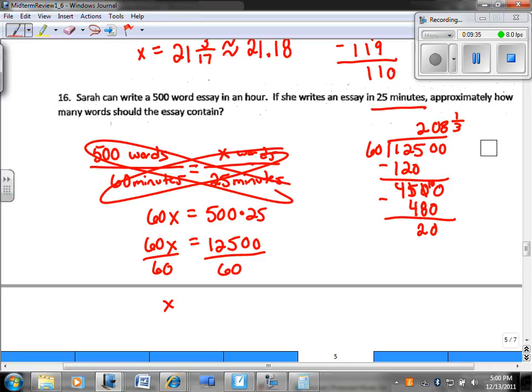Now, if we wanted a decimal, we could say this is equal to 208.3 with a line over the top. 3 is always repeating because it's 1/3. Now, you can't have a third of a word, so how is it going to round? X is approximately 208 because 0.3 is going to go down.